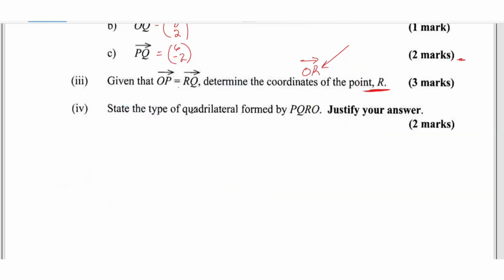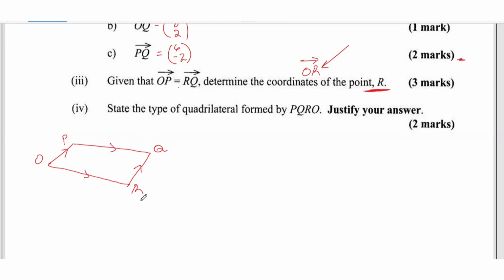Now, the question says here, state the type of quadrilateral that we have here. Now, let us look at what we're dealing with. We are dealing with O, P, Q, R. All right, let me just quickly draw this. All right, so we have something like this, right? Don't watch my drawing. Now, remember, we have a few things. We have these, we had those, we have these. These are what we got.